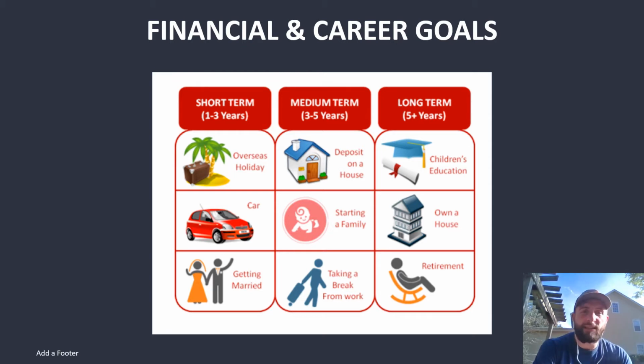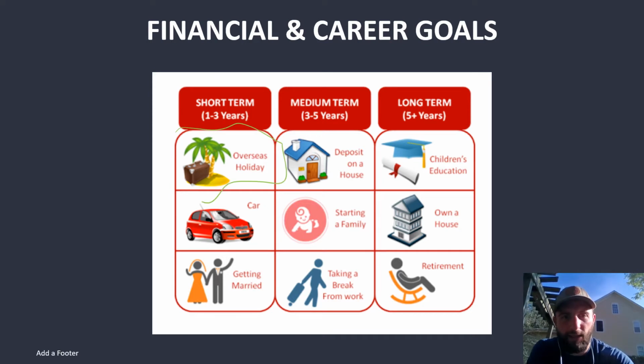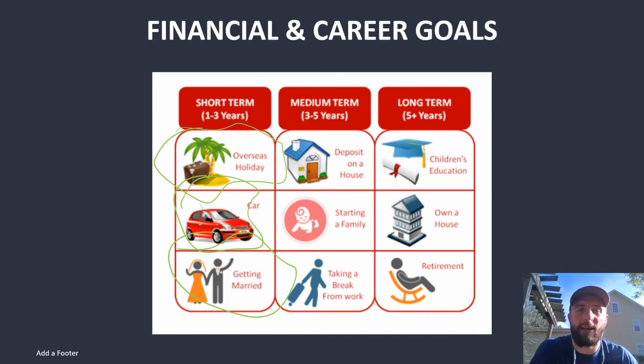But when you look at these things, it's basically looking at things that you want to be able to afford financially. You can see for some of the examples when it comes to short term goals, that might be taking a holiday. I think that's the English way of saying a vacation. It might be affording a car, or it might be affording your marriage again in the future. Let me tell you, as someone who's planning it now, weddings are expensive.